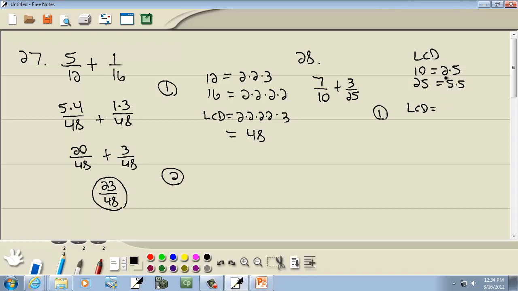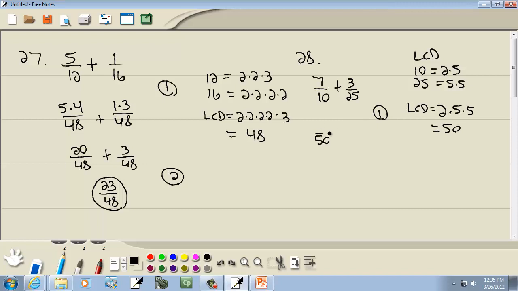Again, we start with our first prime, which is 2. We're looking for the greatest number of 2's on any single line. There's 1 here, none here, so the greatest number of 2's is 1. Then we go to the next prime, 5. We're looking for the greatest number of 5's on any single line. There's 1 here, there's 2 here. So the greatest number of 5's on any single line is 2. 5 times 5 is 25, times 2 is 50.